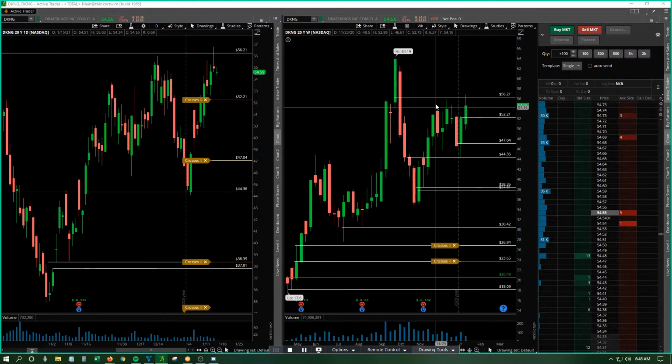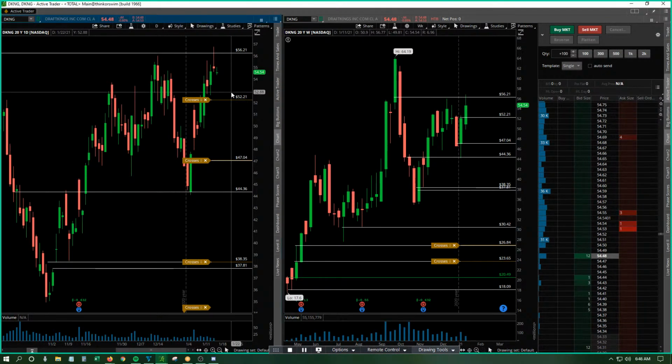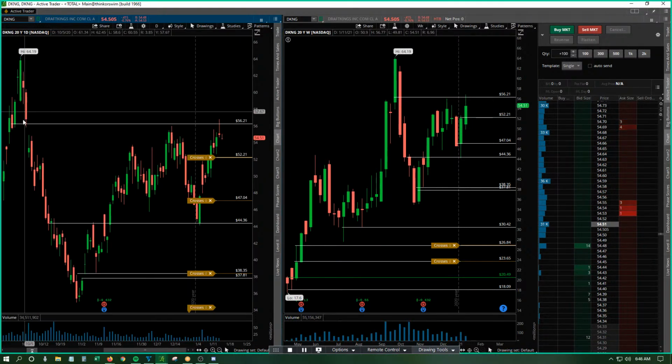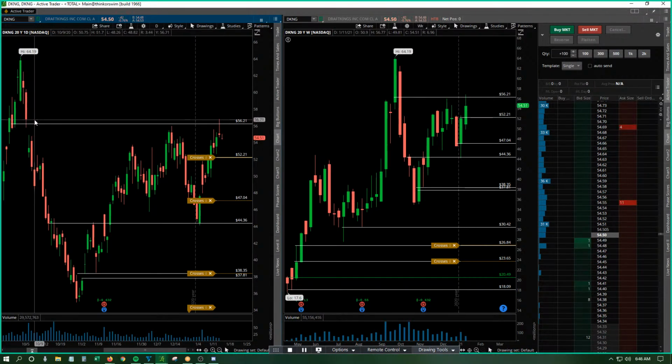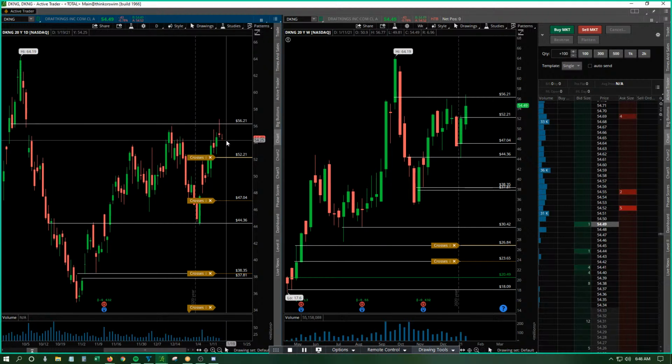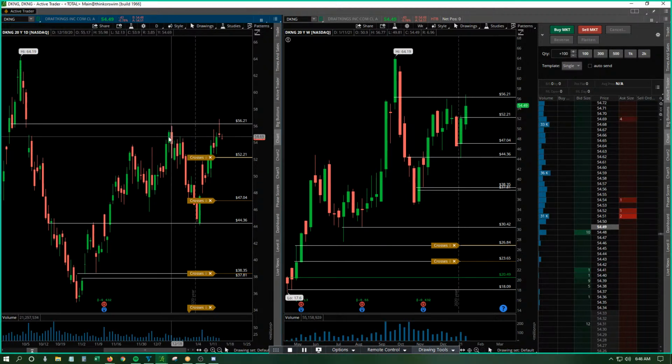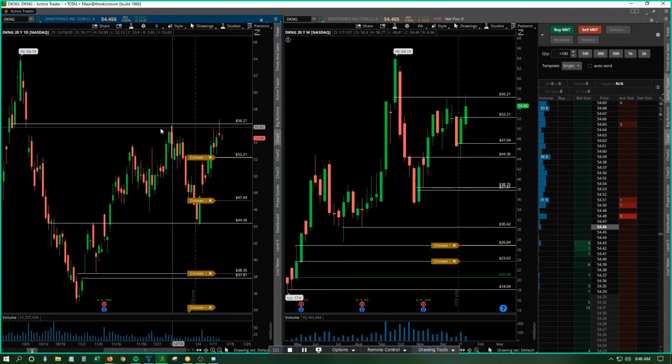DraftKings filled its gap, 56.75-ish. Reversed, kind of just hanging out here. Hanging out at this previous swing high right in here. We took it out, filled the gap.